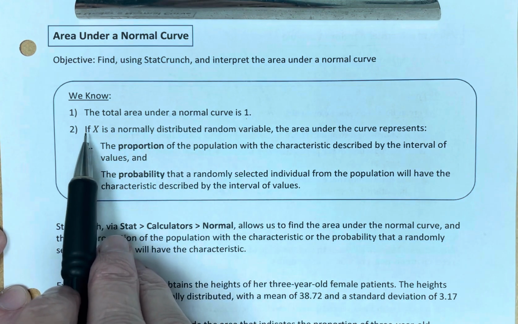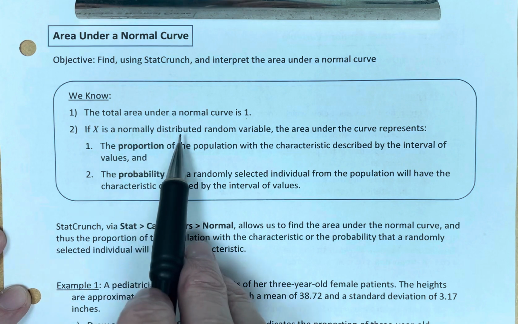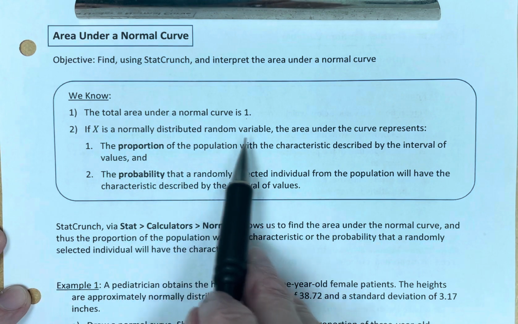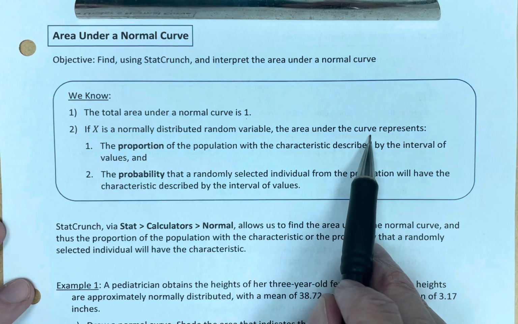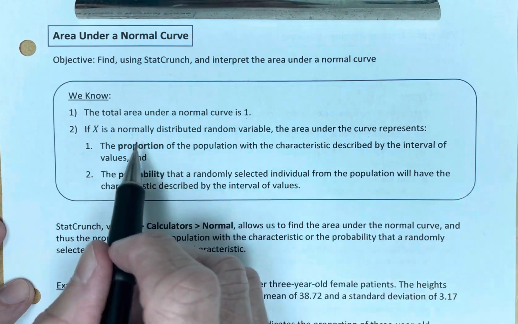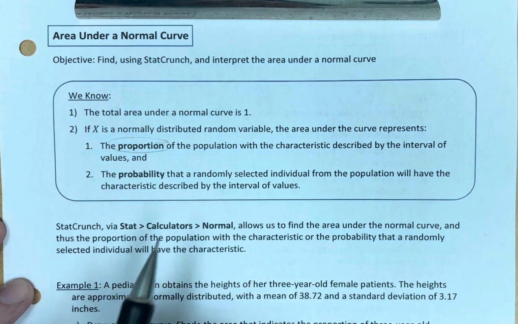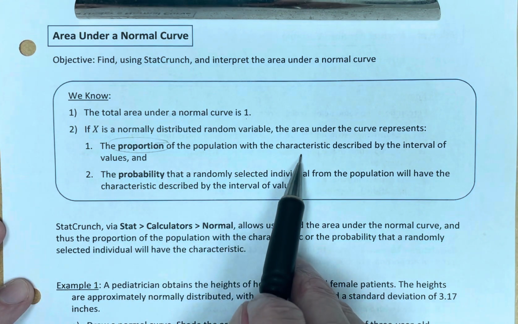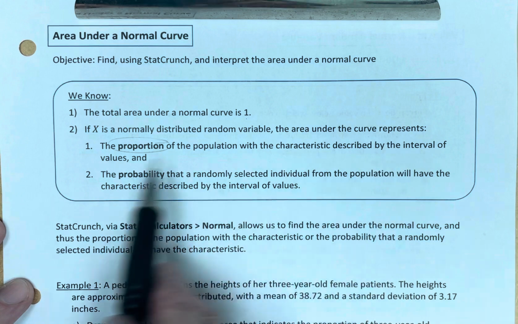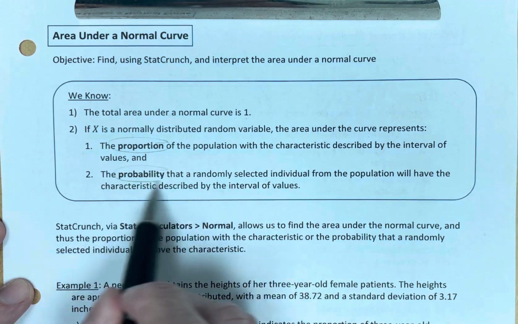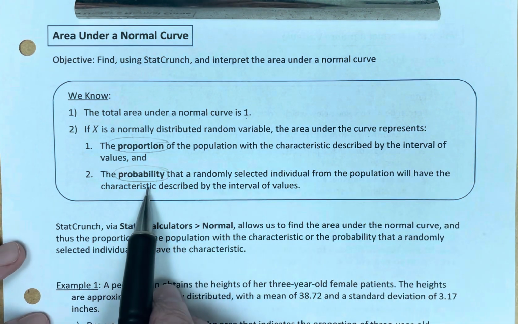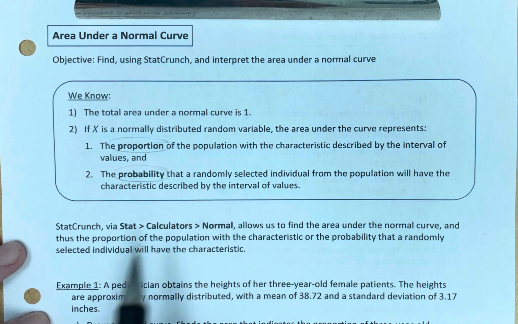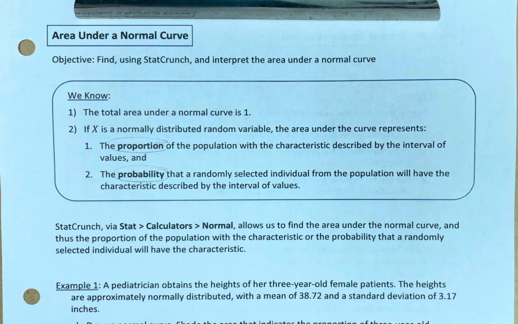Number two, if x is a normally distributed random variable, the area under the normal curve represents two things: the proportion of the population with the characteristic described by the interval of values, and the probability that a randomly selected individual from the population will have the characteristic described by the interval of values.